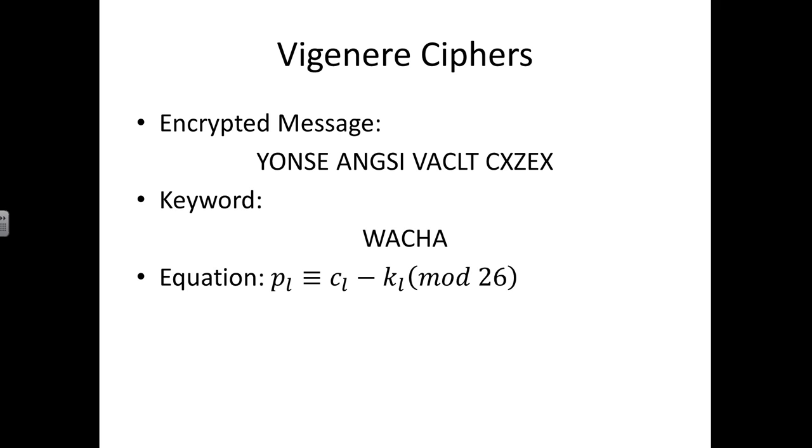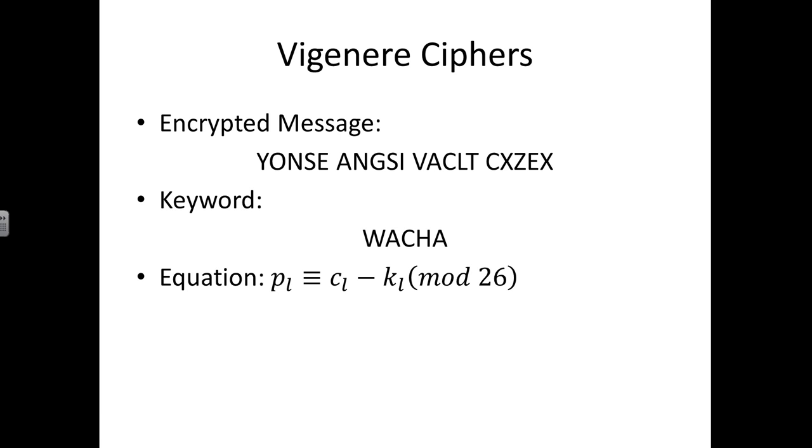Once you get to the next block, though, you start over, so since it's K sub L, you go the first plain text plus K sub 1, then it's plus K sub 2, plus K sub 3, plus K sub 4, plus K sub 5, and then you're at the end of our keyword, and you start over for every block.